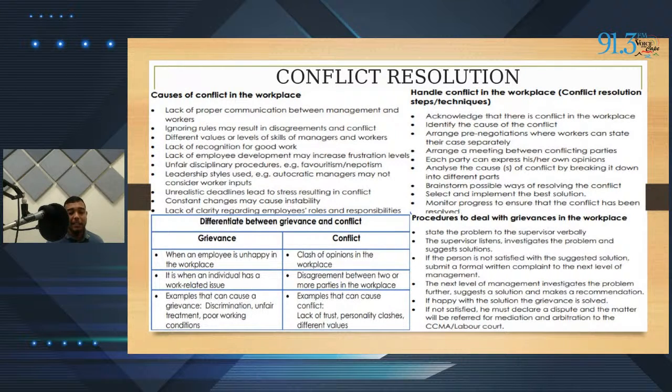You now need to state this in your examination: the procedures to deal with grievance in the workplace. Remember, grievance is when an employee is unhappy in the workplace. You're going to state the problem to the supervisor verbally. The supervisor listens and investigates the problem. If the person is not satisfied with the suggested solution, submit a formal written complaint to the next level of management. The next level of management investigates the problem, suggests a further solution and makes a recommendation. If happy with the solution, the grievance is solved.